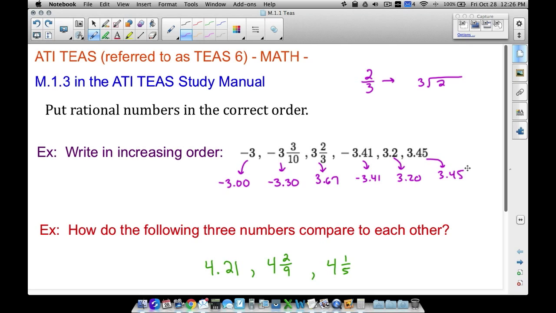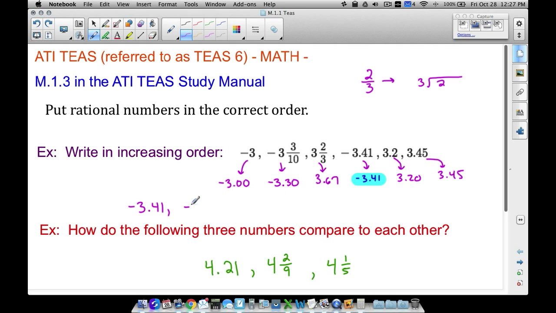Now, if we want to put these things in increasing order, we want to go from smallest to biggest. This is the smallest number. The reason why, think about money. If you're negative $3.41, that means you're in the hole. You've overdrafted from your bank account. That's worse, not much, but that's worse than being negative $3.30, and that's worse than being negative $3. Smallest to biggest. The more negative your number is, the smaller it is. That's the most negative number I have up there, so that's going to be our smallest one.